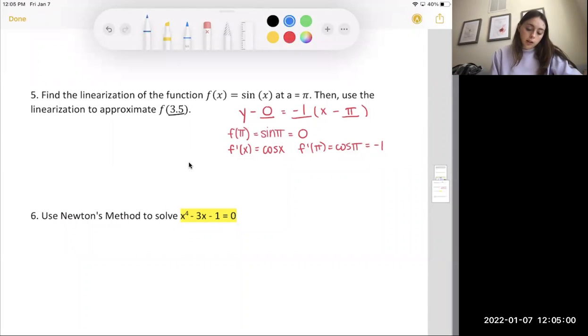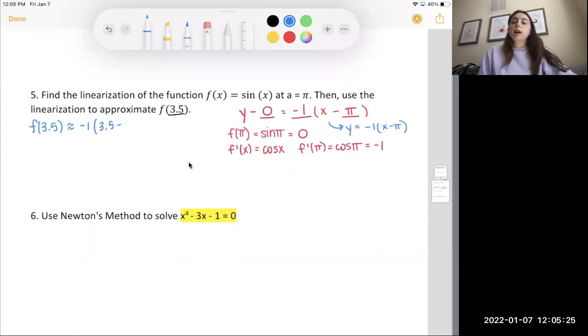So now to approximate f of 3.5, I'm going to want to plug in 3.5 to my point slope form. I first want to get y by itself, but since it's y minus 0 on the left side anyway, it's just y equals -1 times x minus pi. So I'm just going to plug in 3.5 for x.